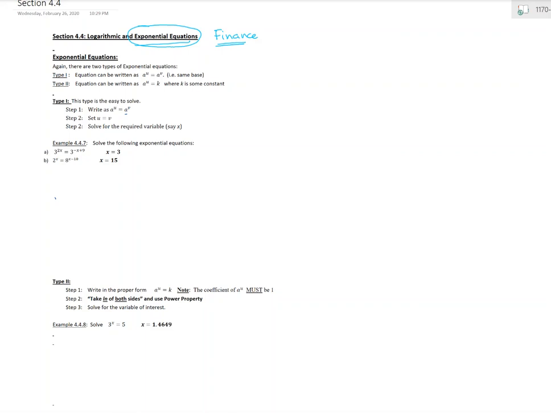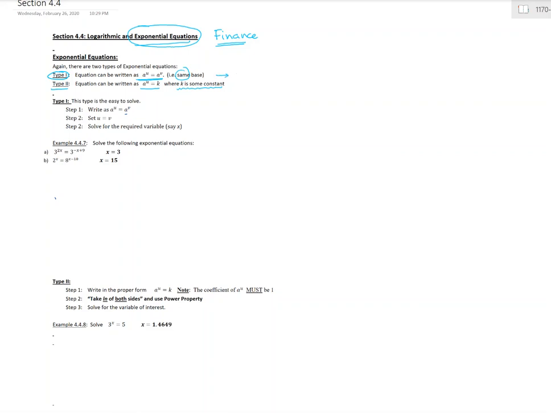Now there are two kinds of exponential equations that we study. So the first type are those that can be written in this manner: a raised to the power u is equal to a raised to the power v. So it has the same base. Type 2 are equations that can be written as a raised to the power u is equal to k. So on the right hand side you have some constant k.